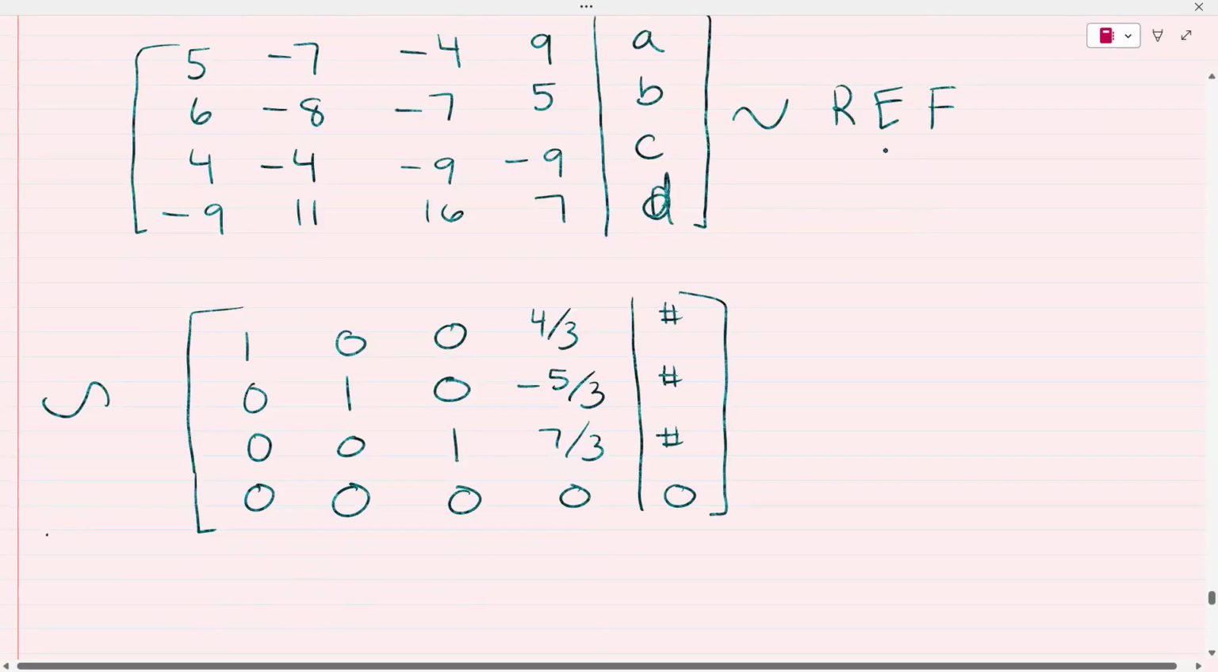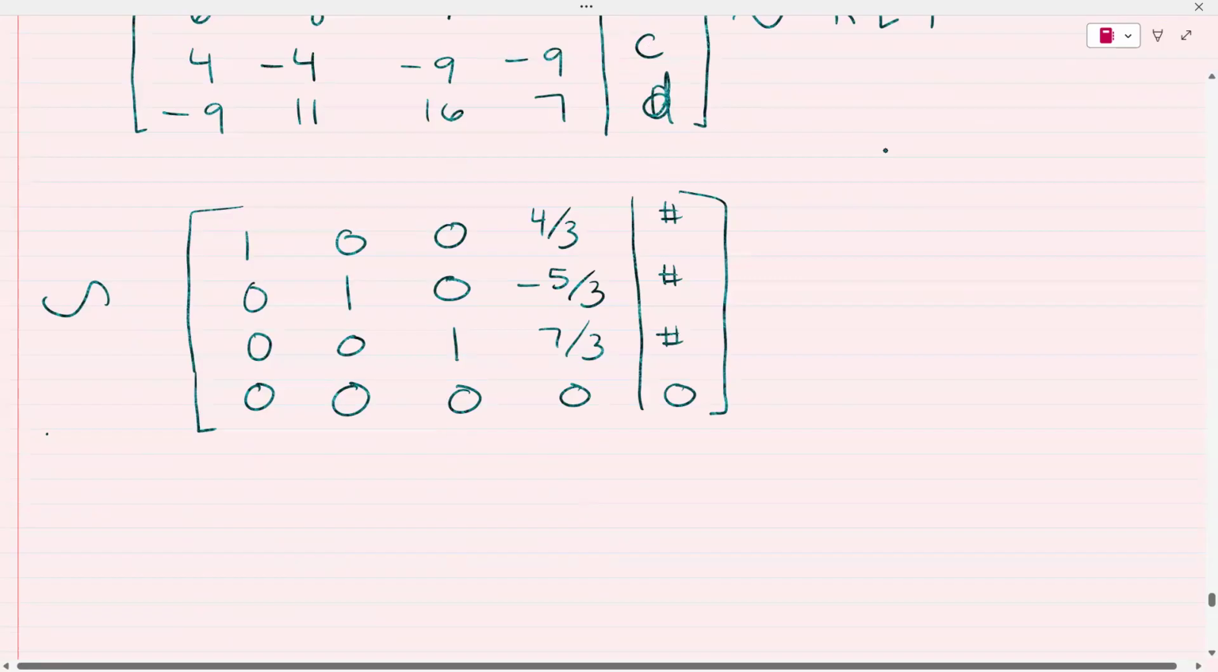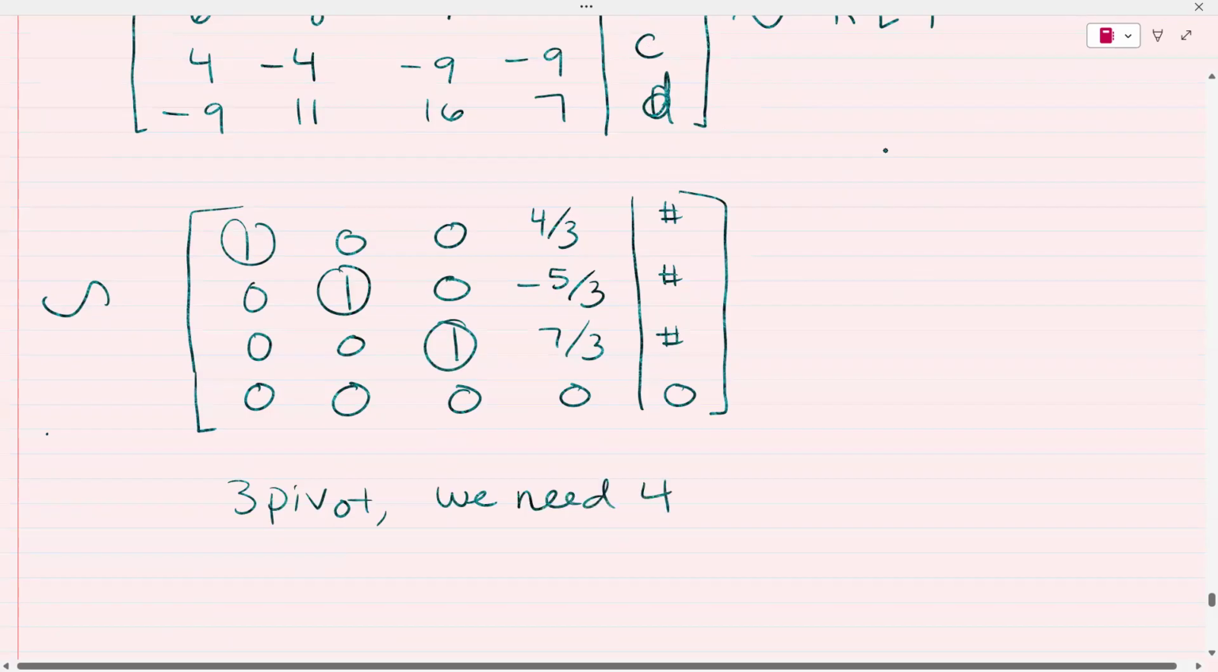So the columns of the matrix do not span R4. Since we have three pivots, one, two, three, we should have four. If this zero was a one, it maybe would have worked. But since we have three pivots, so no.